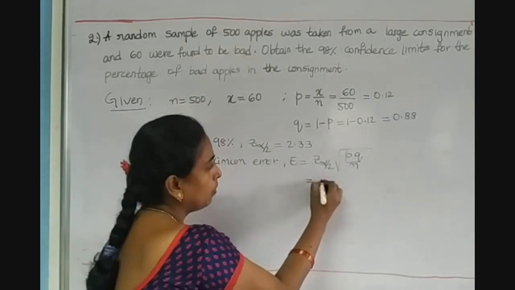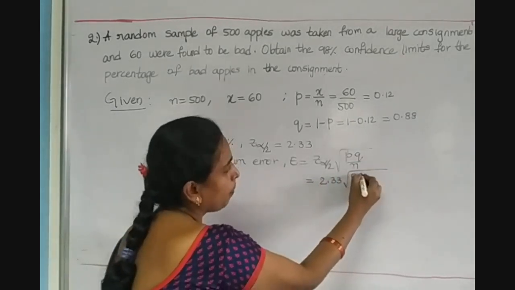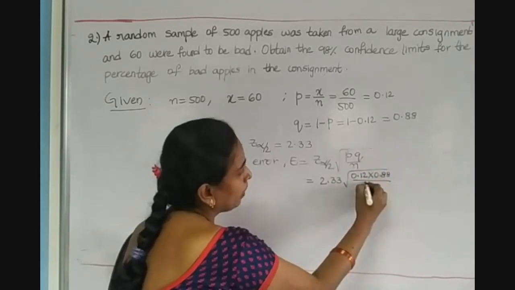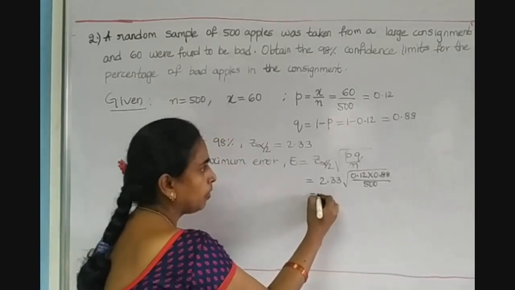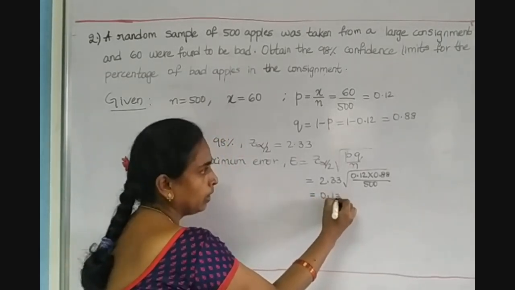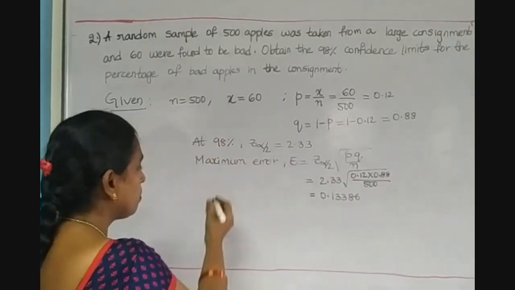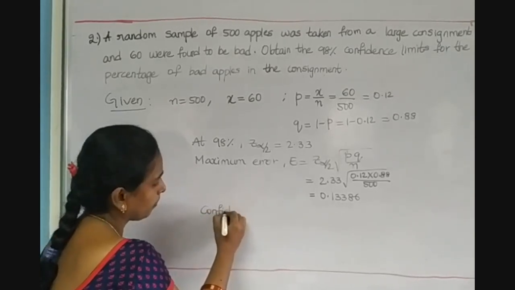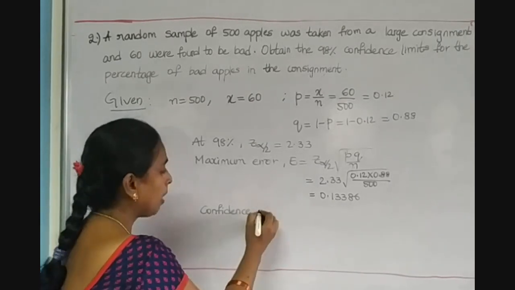Which is equal to 2.33 into square root of 0.12 into 0.88 by 500, which is equal to 0.13386. So now we have to find the confidence limits for the proportion of bad apples.